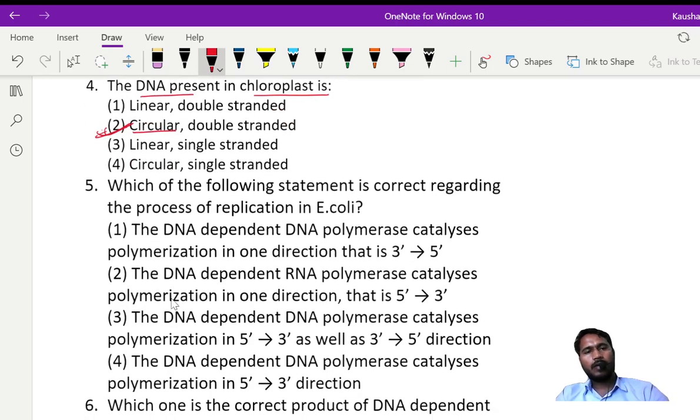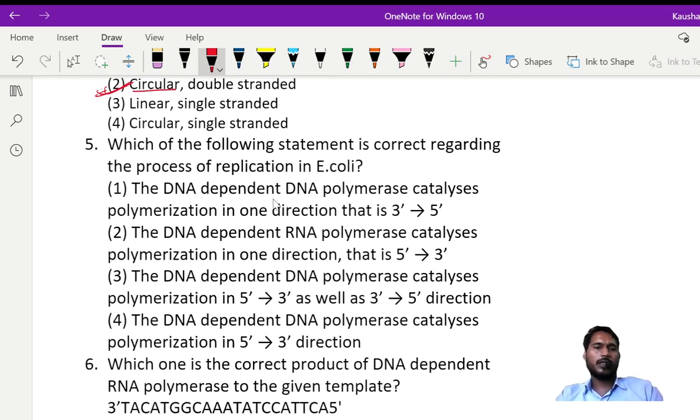Which of the following? I'm saying you have to read all the options. Which of the following statements is correct regarding the process of replication? DNA dependent RNA polymerase catalyzes polymerization in one direction, that is 3' to 5'. No. DNA dependent RNA polymerase catalyzes the polymerization in one direction, this is 5' to 3' direction. This is correct.